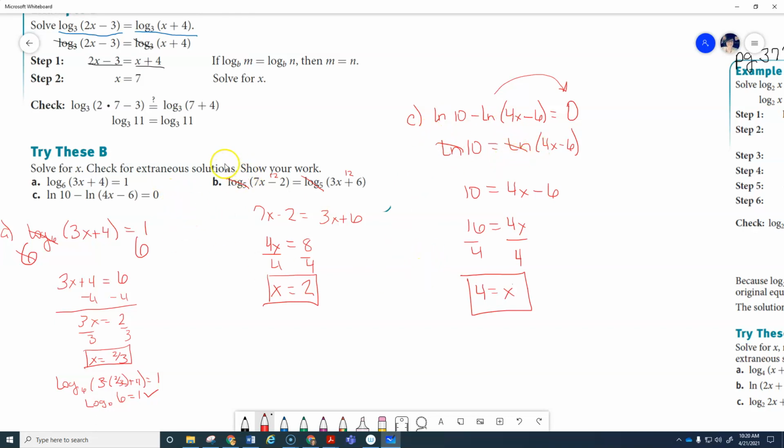Because your logs, in order for them to drop off, they have to be the only other thing that's on each side of the equal sign. You can't have like a +1 on the end or a 2 out in front. It has to just be a log with an expression and then a matching log with another expression. That's all it can be in order to be worked in this method.